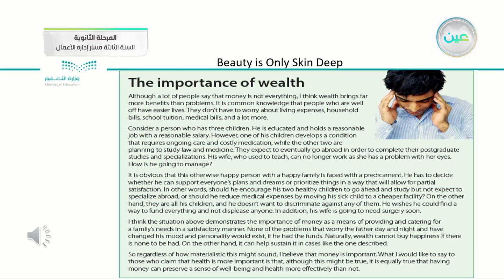It is obvious that this otherwise happy person with a happy family is faced with a predicament. He has to decide whether he can support everyone's plans and dreams or prioritize things in a way that will allow for partial satisfaction. In other words, should he encourage his 2 healthy children to go ahead and study but not expect to specialize abroad?